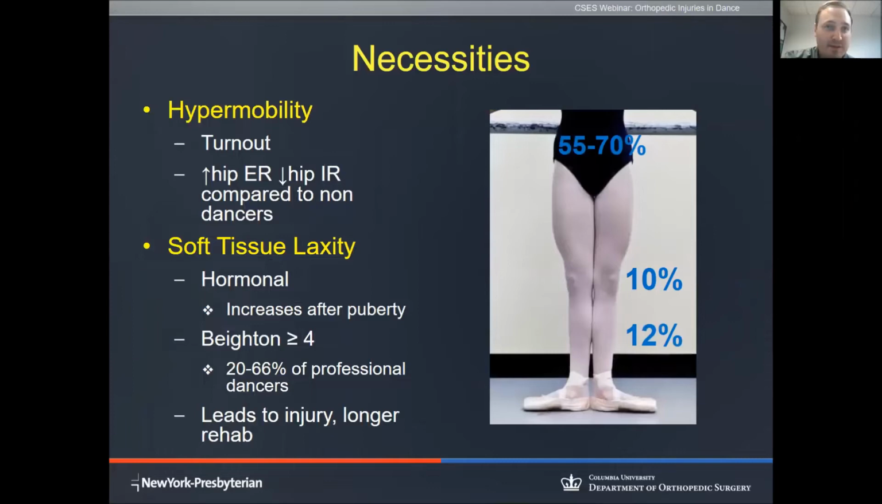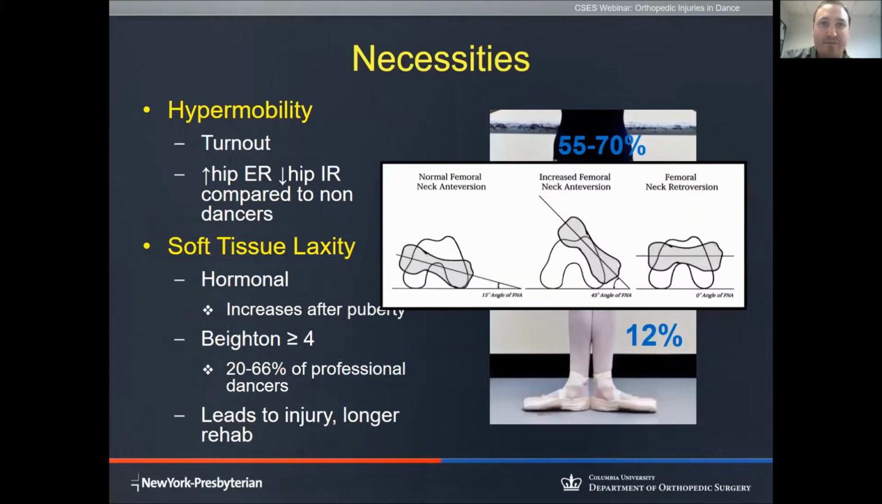And with this, the hip is in external rotation, with the remainder of it coming from external rotation at the knees, with 10% of it coming from the knees, 12% of it coming from tibial torsion. And the increased hip external rotation in the dancer seems to result from femoral retroversion and less anteversion, or soft tissue laxity, or a combination of both.